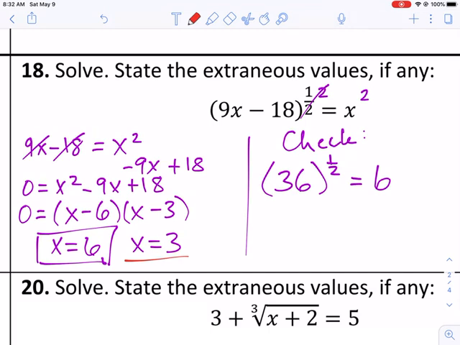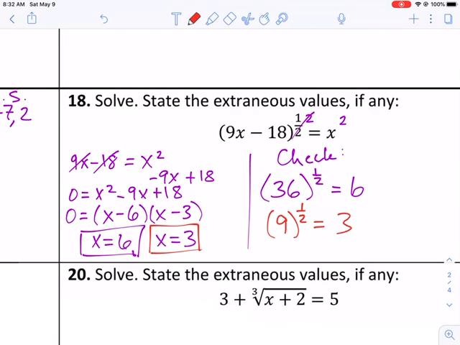All right, now let's handle the same thing with our 3. If I plug a 3 into 9x, I get 27. 27 minus 18 is 9. So right now we're at 9 to the 1/2 power has to equal 3. And square root of 9 is 3. Fantastic. So both of those actually work.